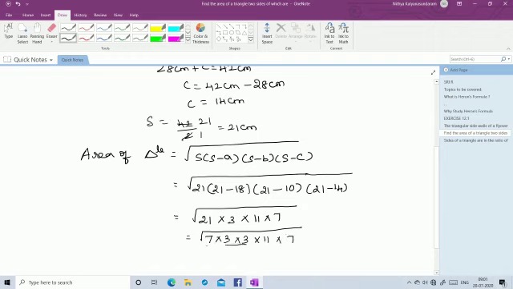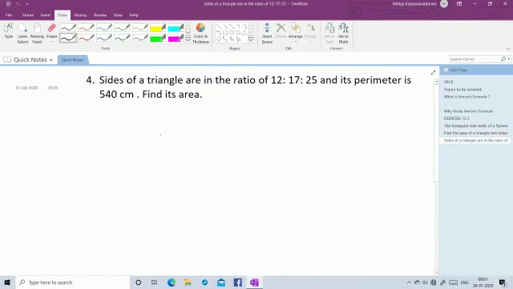So 3 we have 2 times, so we can take the square root. 7 also we have 2 times, so we can take the square root. So 7 into 3 square root of 11. So 11 we have only one number, so keep it as it is. So 7 3s are 21 square root of 11 centimeter square. So area of triangle is equal to 21 root 11 centimeter square.